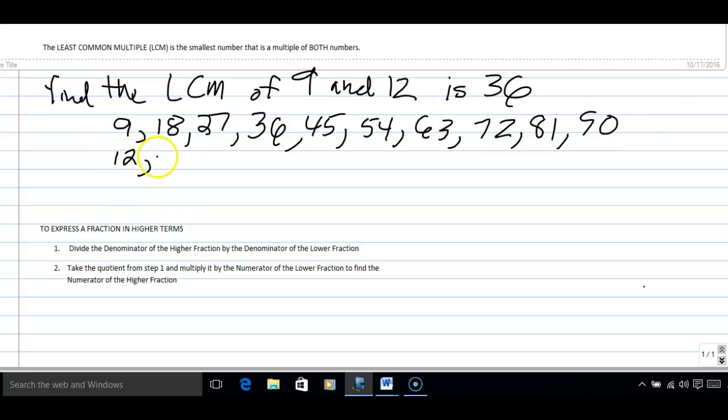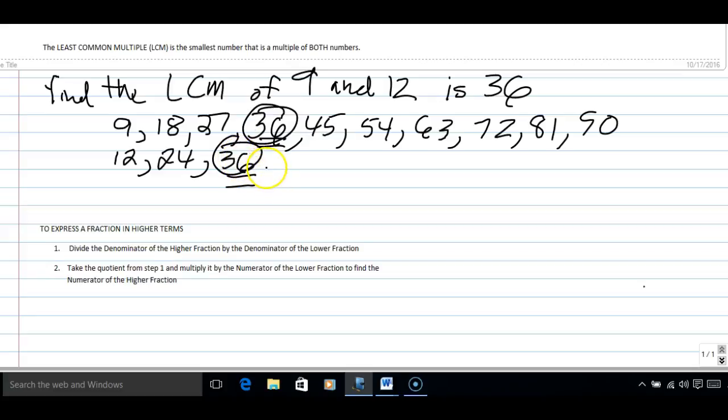1 times 12 is 12, 2 times 12 is 24, or simply keep adding 12 to the previous number, 36. Stop when you get a match. So 36 is the LCM of 9 and 12. All of these numbers are multiples of 9. All these numbers are multiples of 12. So I'm looking for a number that is both a multiple of 9 and 12. So that number has to appear in both lists, and has to be a multiple of 9 and at the same time a multiple of 12.